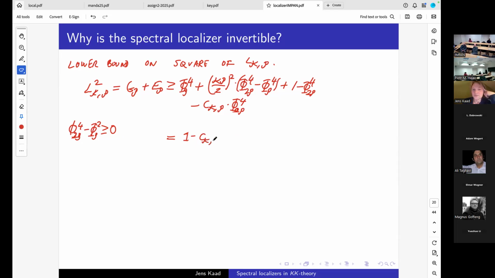So I get 1 minus c kappa rho times phi 2 rho to the fourth plus kappa rho divided by 2, squared, minus c kappa rho times this difference.